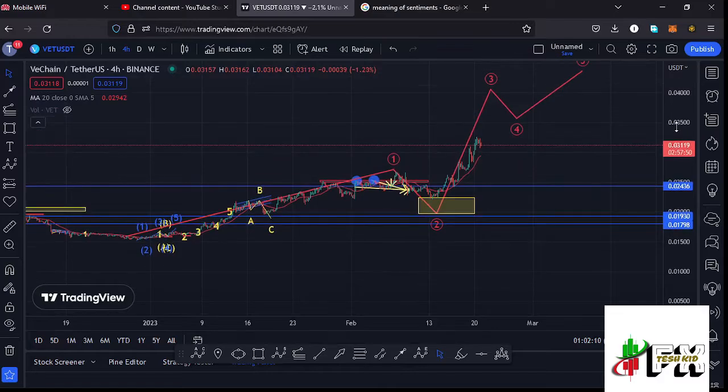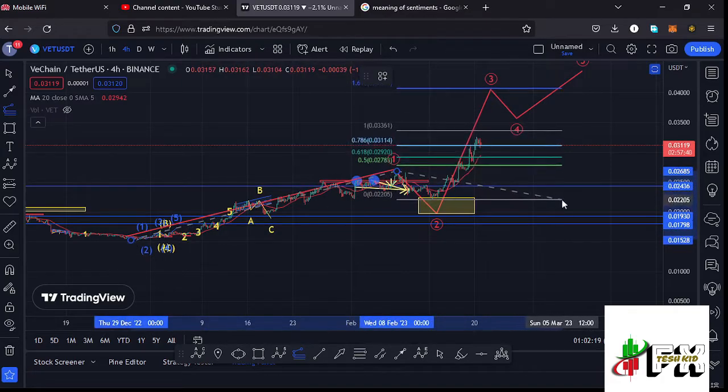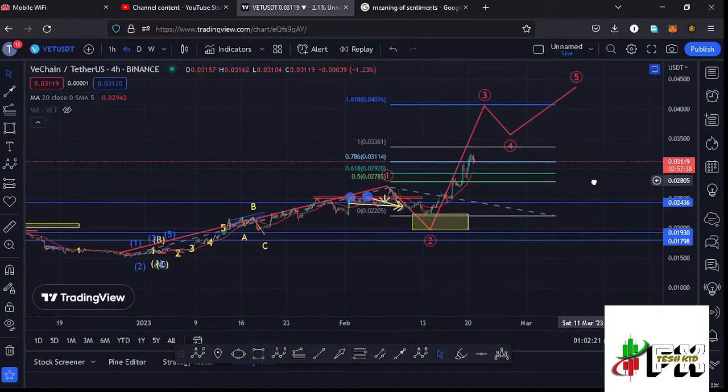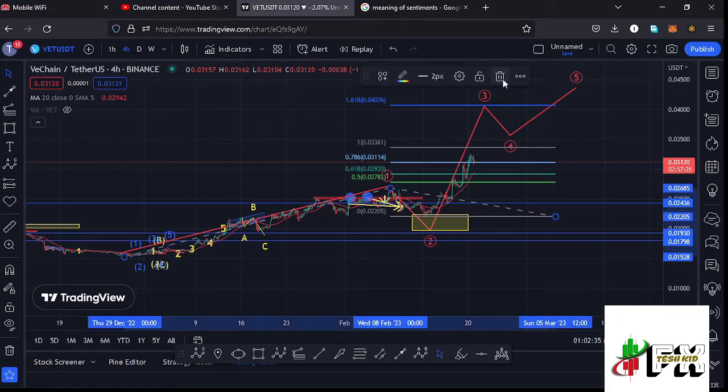and sketching out minimum target areas to the upside in the formation of that wave 3 by connecting the trend based Fibonacci from the low of the first wave to the high of that wave 1, then dragging the fibs to the low of the second wave. That gives me a minimum target area to the upside in the formation of that wave 3 at the fib level 1.618, and that is at around the $0.04076 mark, and that is the minimum that I'm expecting Vechain to do here on the short-term scenarios.